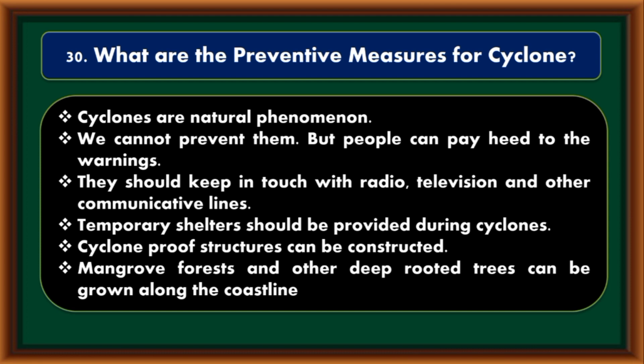What are the preventive measures for cyclones? Cyclones are natural phenomena. We cannot prevent them, but we can pay heed to the warnings. People should keep in touch with radio, television and other communication lines. Temporary shelter should be provided during cyclones. Cyclone-proof structures can be constructed. Mangrove forests and other deep-rooted trees can be grown along the coastline.